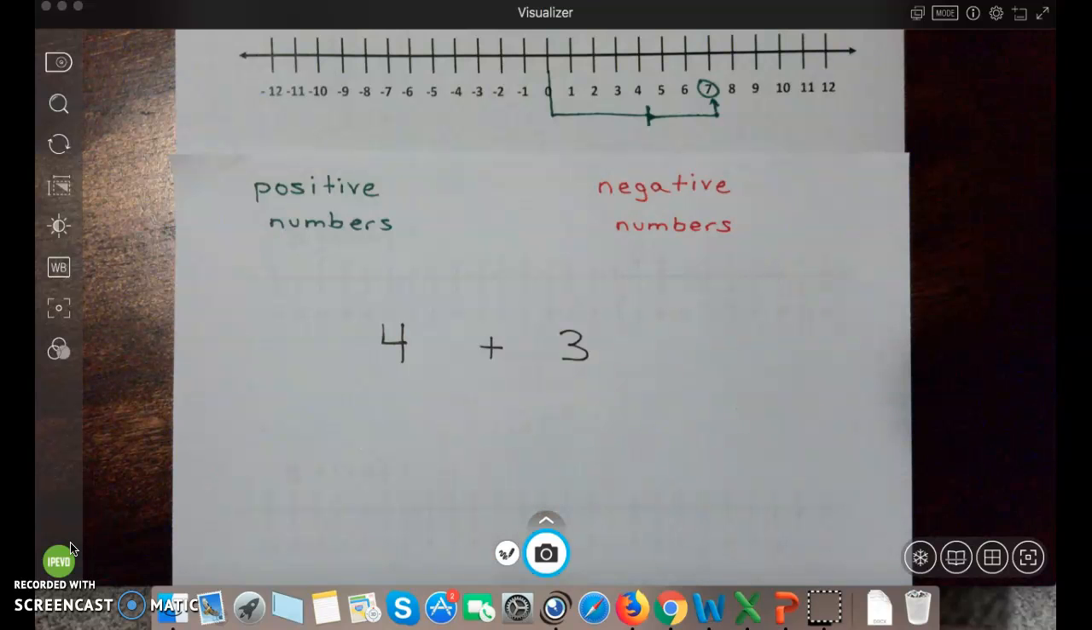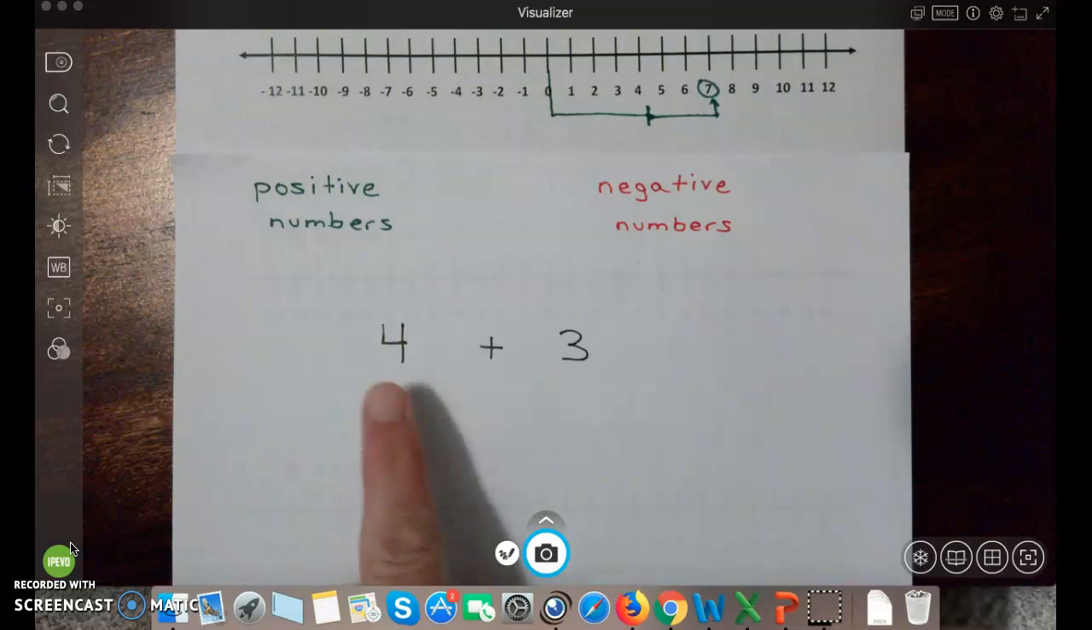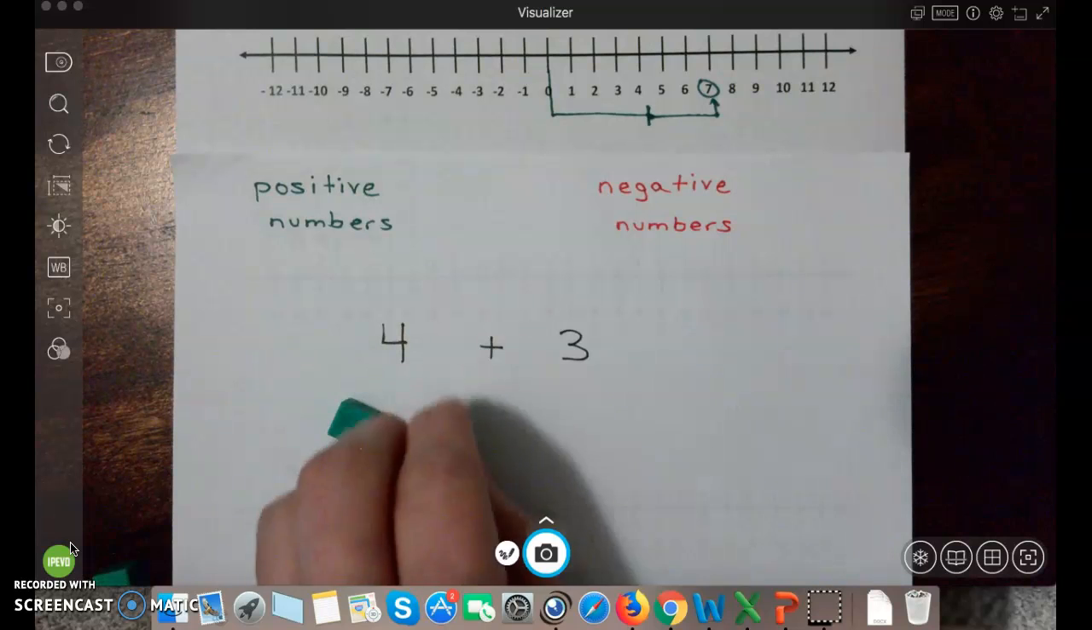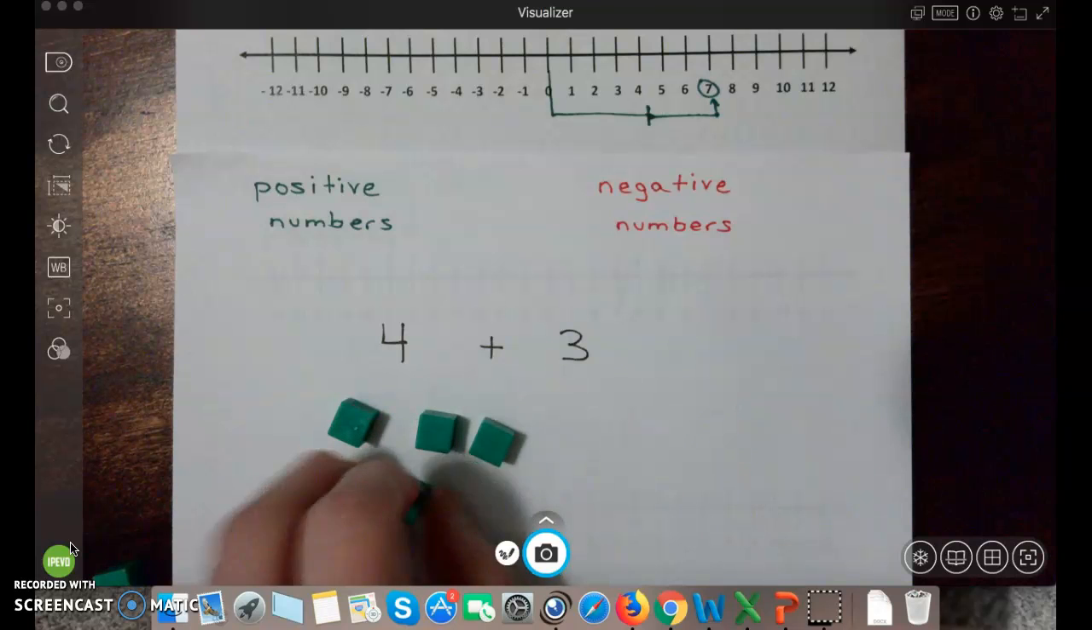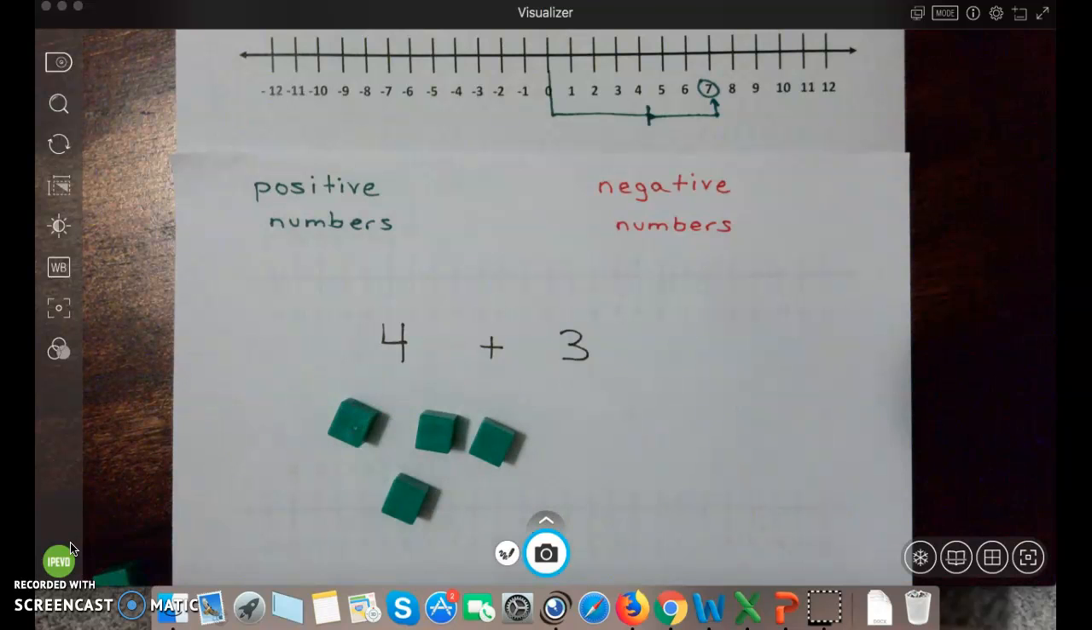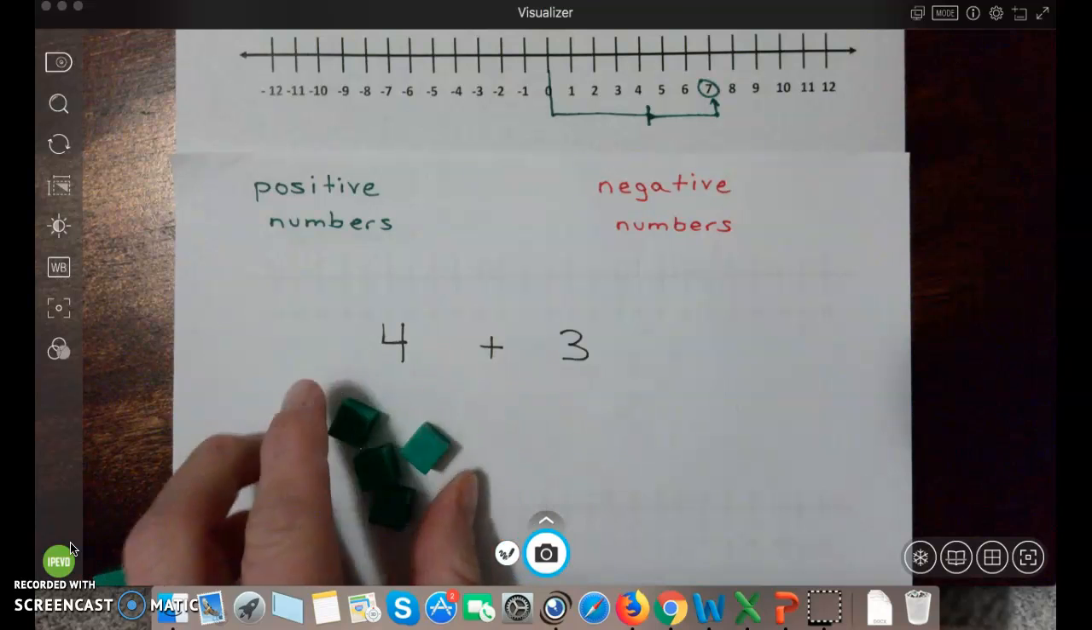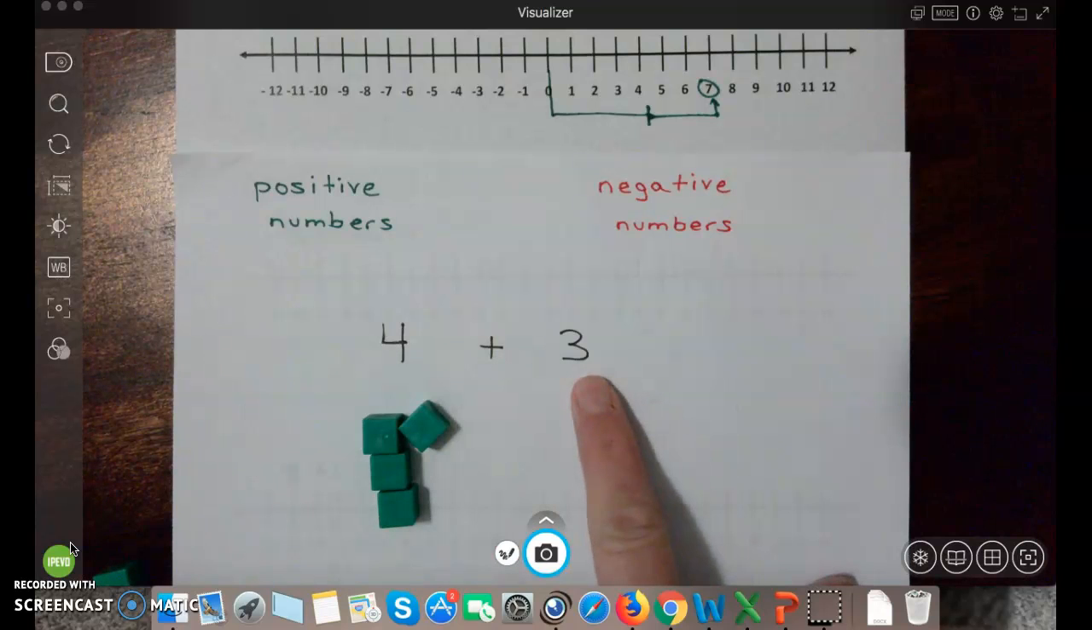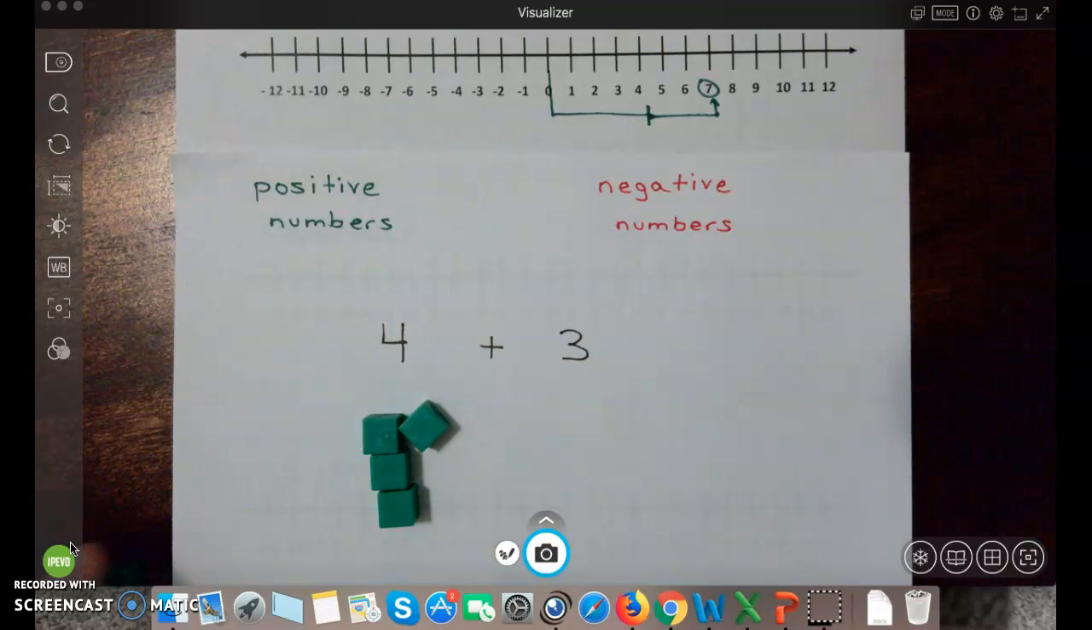So if I wanted to represent 4 plus 3 using number cubes, I have a positive 4, so that means I need 4 number cubes here. So 4 green number cubes because this 4 is positive. So here's my 4 green ones, and then I have another positive 3. Well, that means it's positive. I need 3 more green cubes.